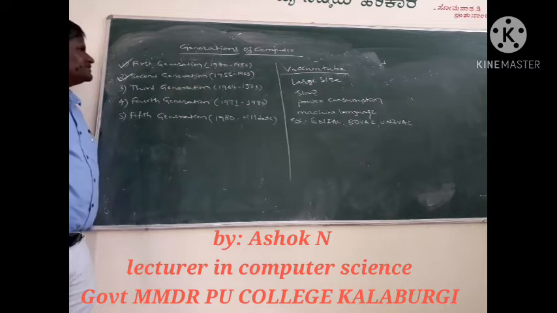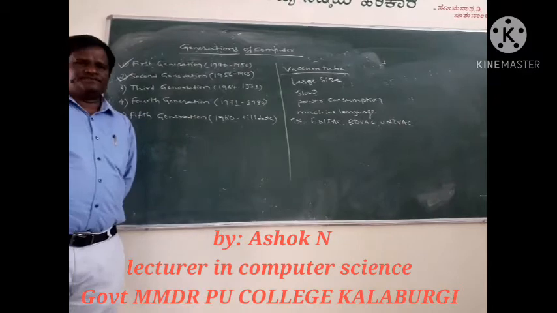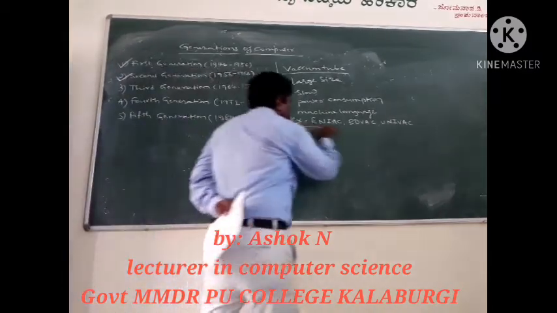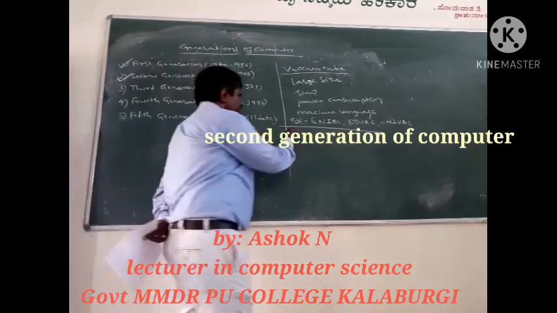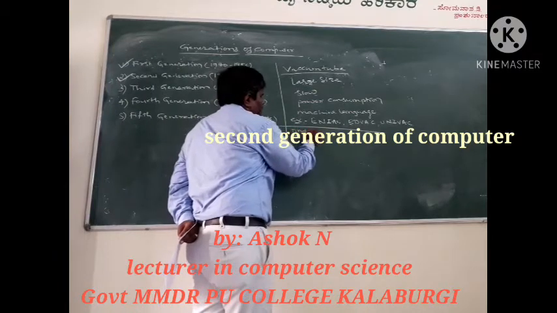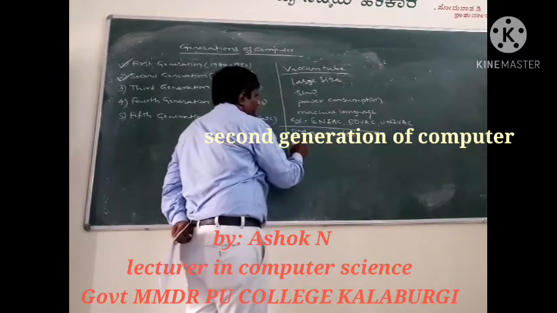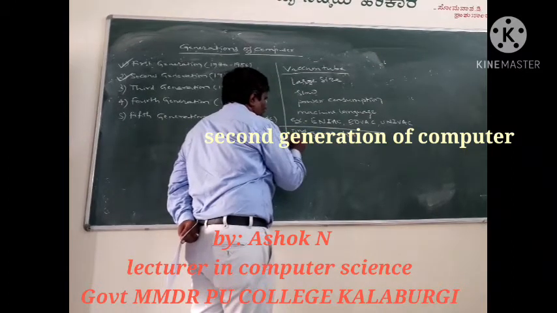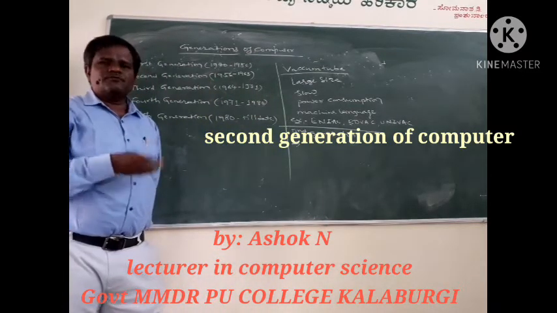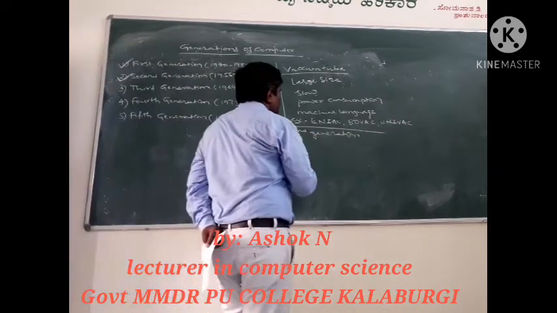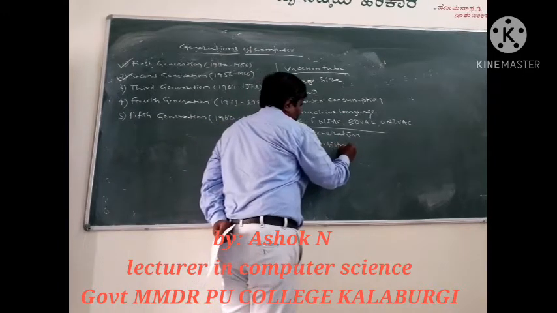The duration of the second generation computer is from 1956 to 1962. In first generation computers we used the vacuum tube as the main device. Similarly, in second generation computers the main device we use is called a transistor.